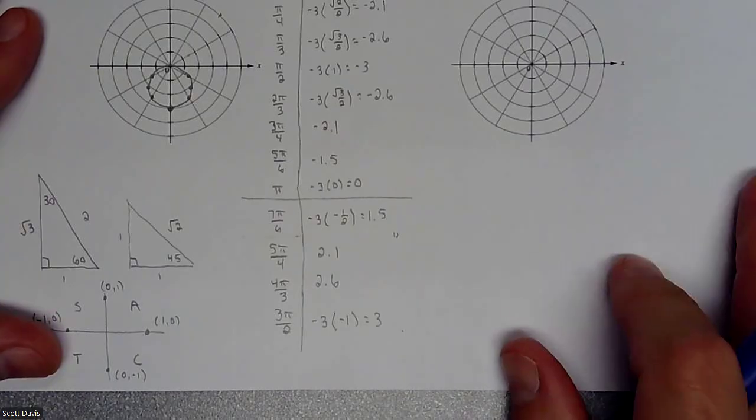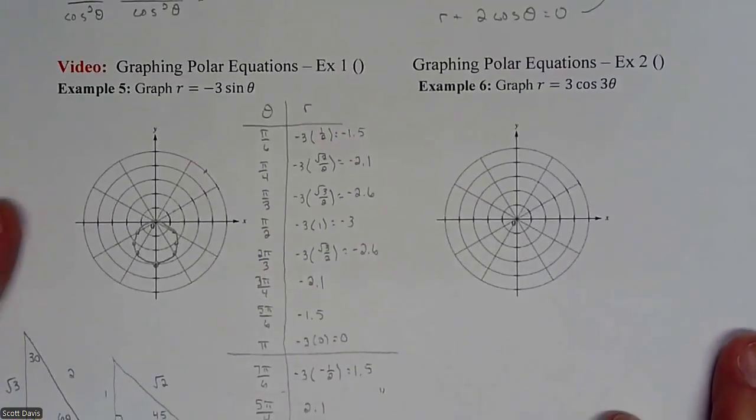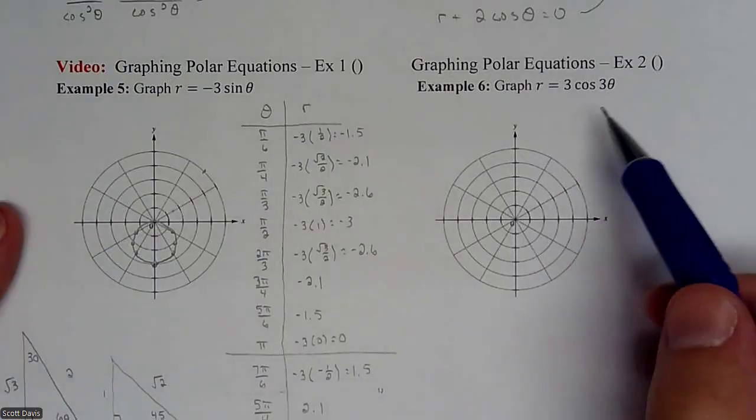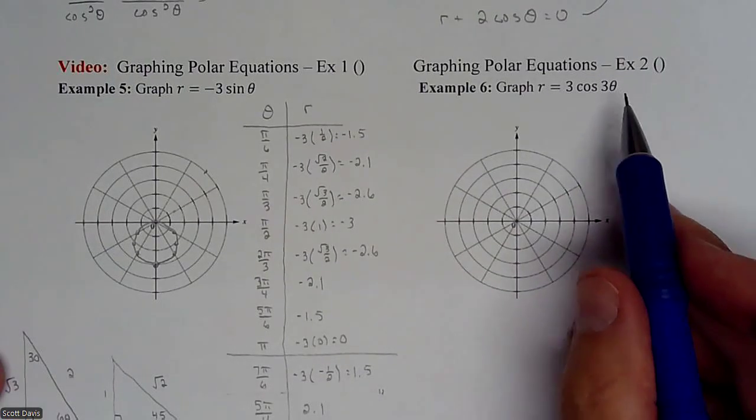All right, so that is us doing the first polar equation, graphing it, and then this next one's going to get a little bit more complicated because the period is going to be adjusted.